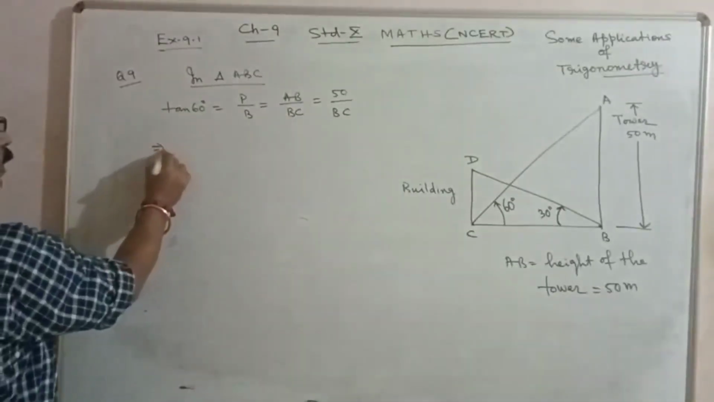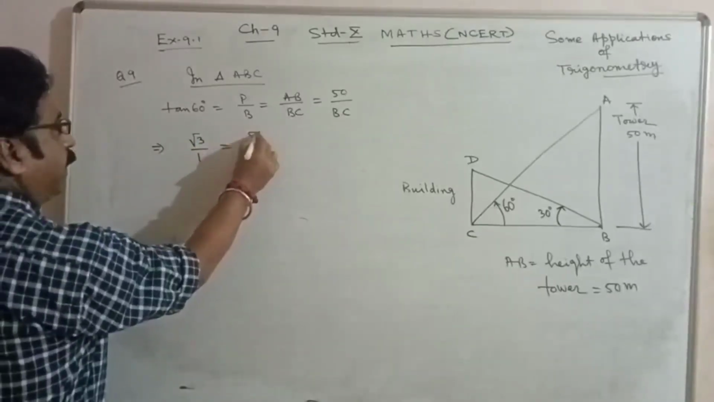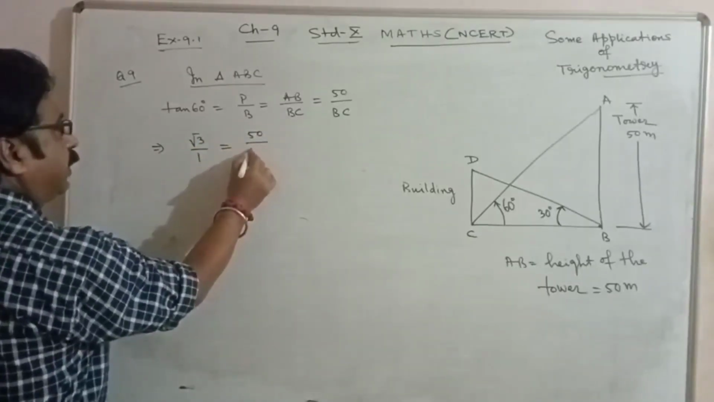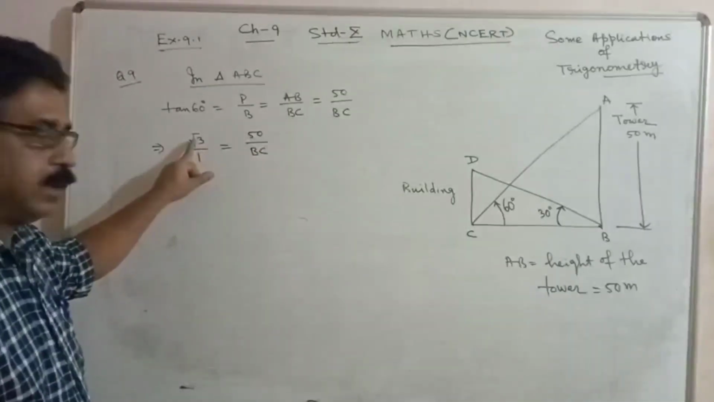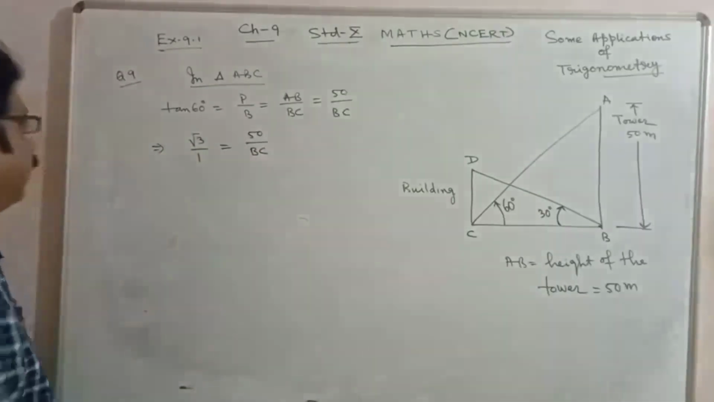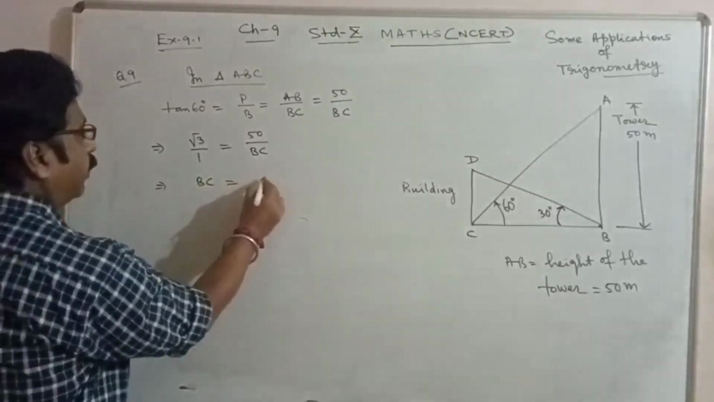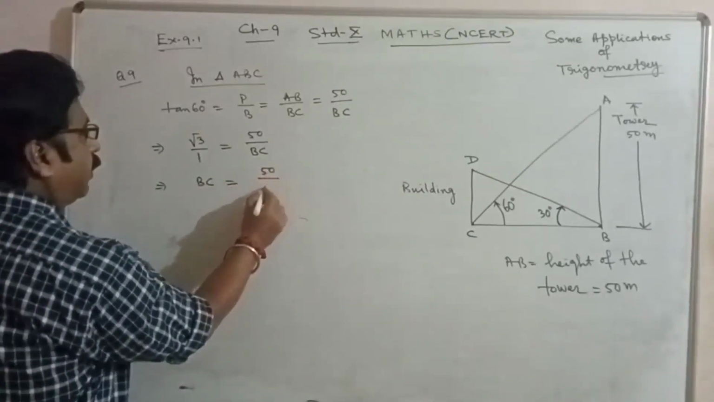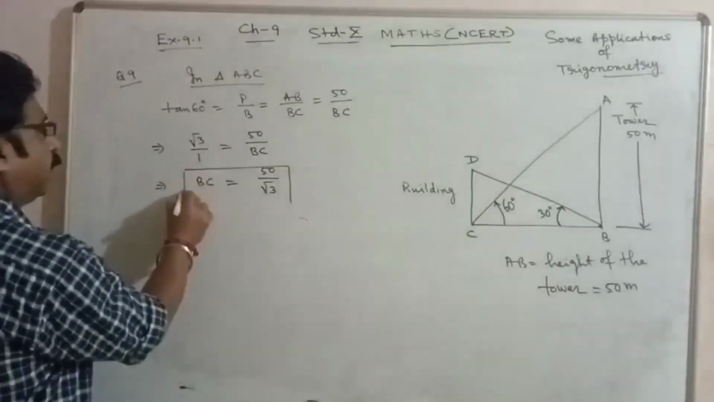Tan 60 means root 3. We can write root 3 upon 1 equals 50 upon BC. Then we can shift BC here and root 3 here. It will be BC equals to 50 upon root 3. This result we got for BC.